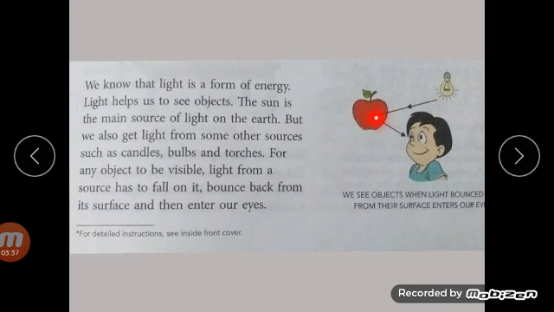This light from the source falls on the object, the apple. Then it bounces back from its surface, and then it enters our eyes. So this is how it is possible to see an object. Okay, is it clear, children? This way we are able to see an object.